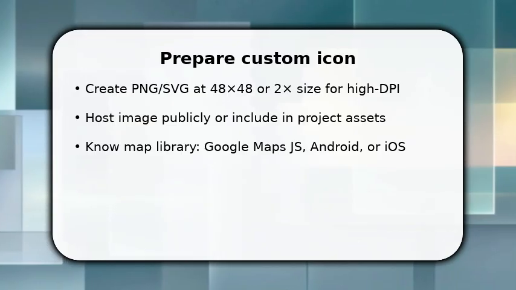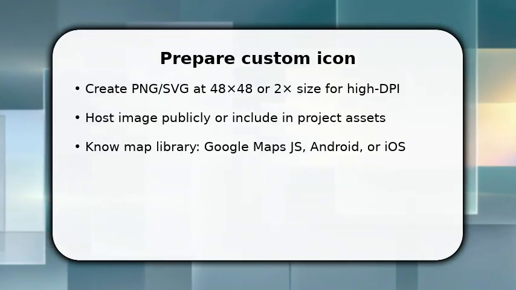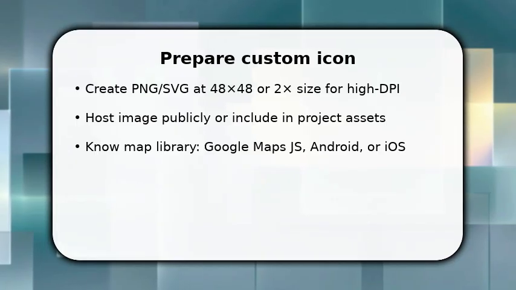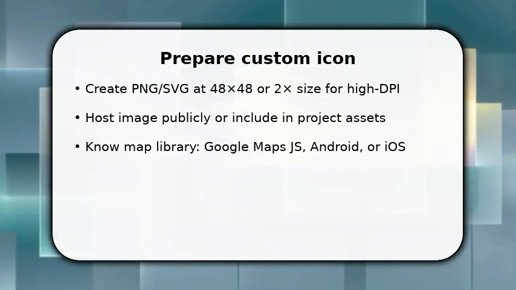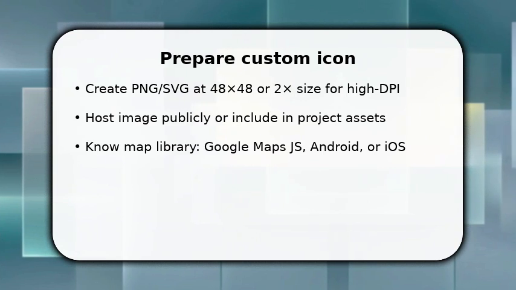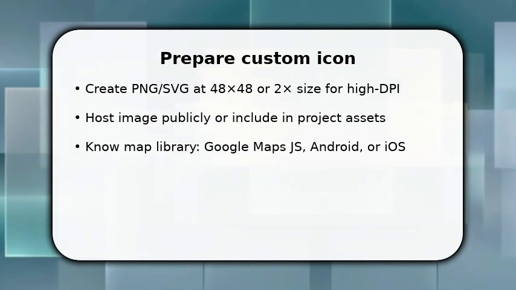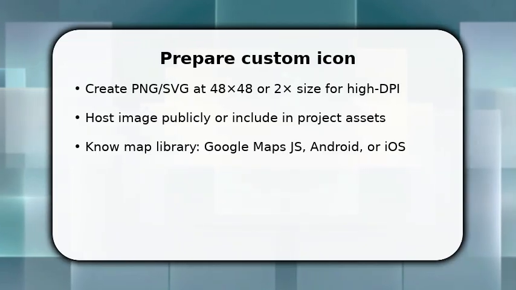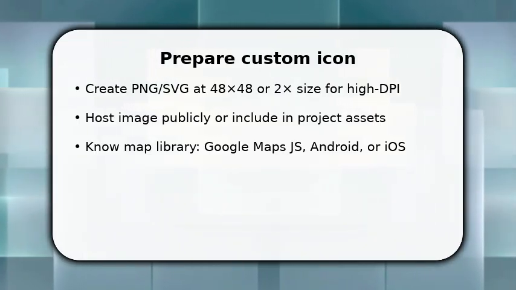Make sure to confirm whether you are using Google Maps JavaScript, Android SDK, or iOS SDK because the code snippet differs. Now that your asset is accessible, you're ready to instantiate a marker with a custom icon. You'll replace the default marker by passing the icon configuration into the marker constructor.